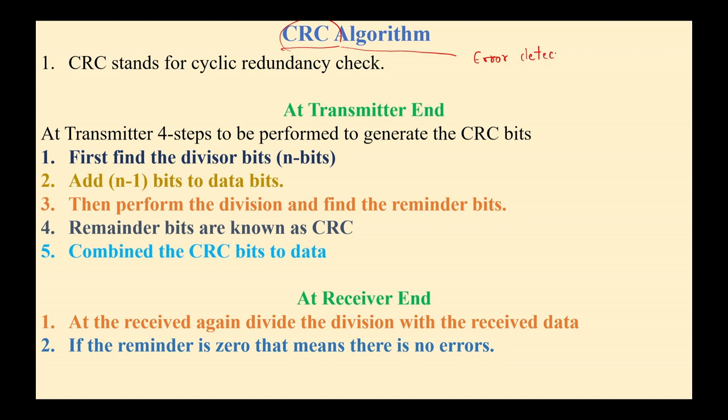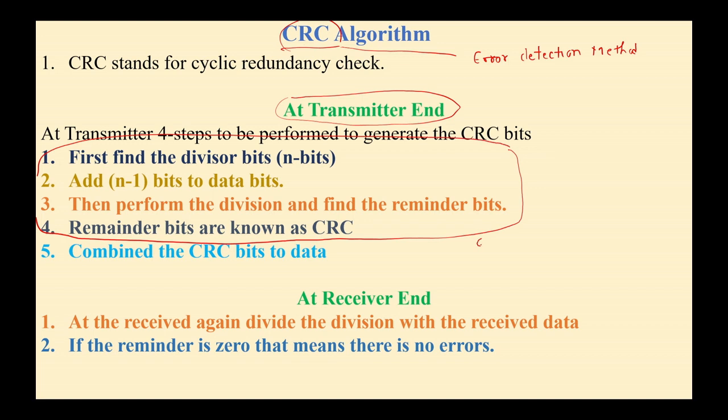In the CRC method there are two processes. One process is on the transmitter side. On the transmitter side we have to perform four operations. If you perform these four operations, then we will generate a CRC. So the question is why we generate the CRC.